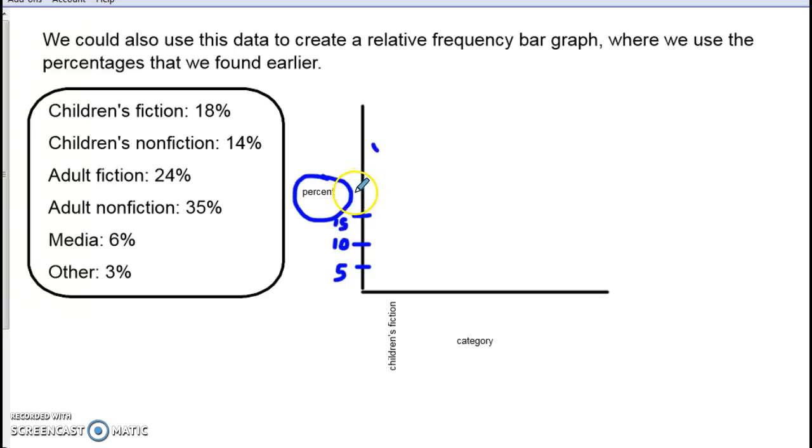So I go ahead and I start creating that. You may look at children's fiction. So children's fiction is 18%. So I'm going to go ahead and draw my bar. It's going to be really rough again. Well, there's 15. So I'm going to go just about up to 20, but not quite. And I'm going to create my bar for children's fiction. And I'm going to go ahead and do that for all my other categories. Now again, we always want to make sure to have a title. So you're going to put your descriptive title up here as well. And there you have relative frequencies.